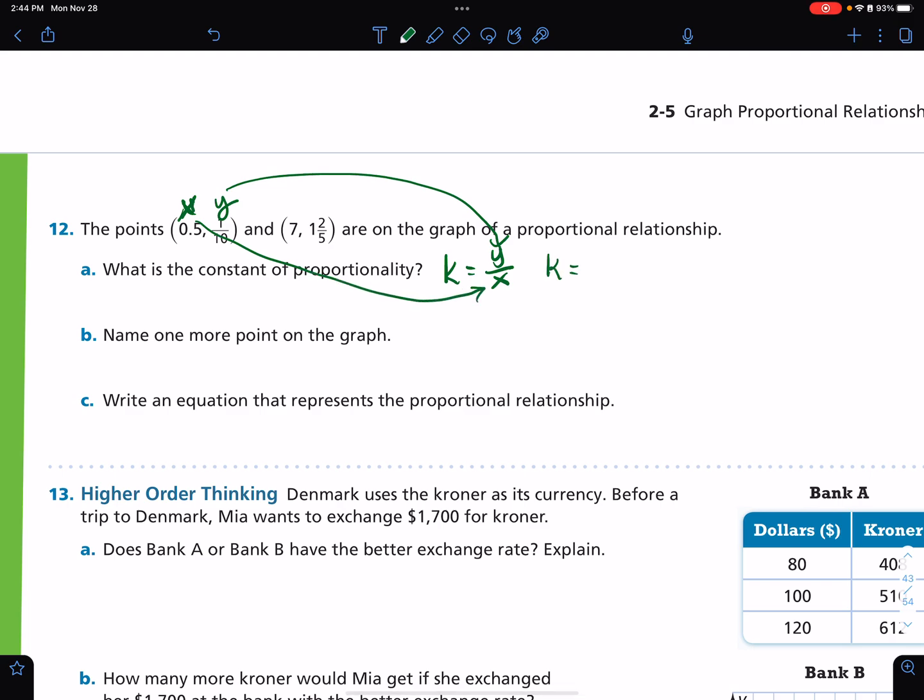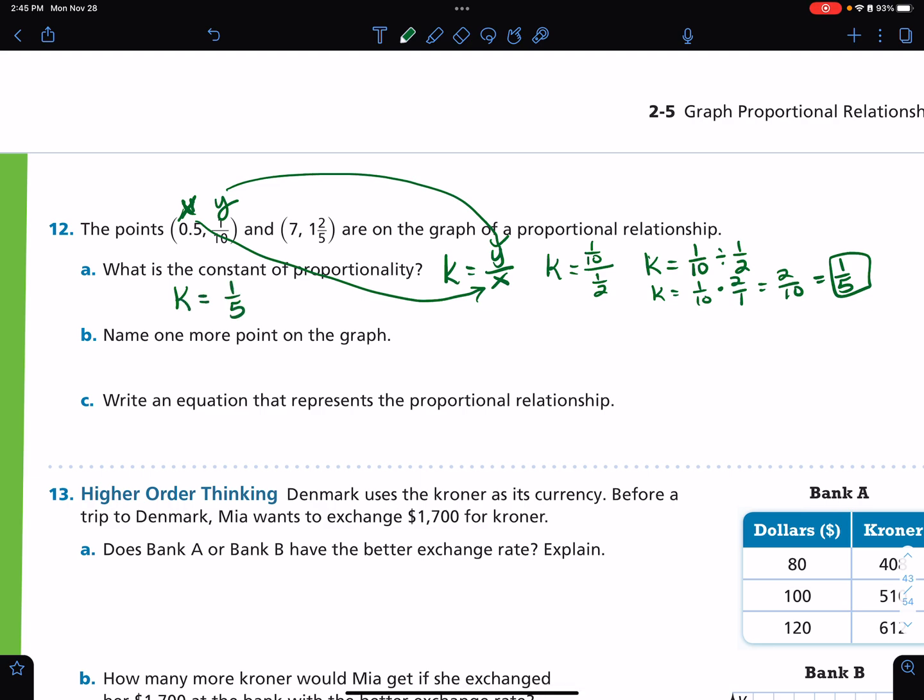So k equals 1/10 all over 0.5, which is 1/2. Now we know that that just means dividing, so I'm not going to freak out. And I'm going to write it as 1/10 divided by 1/2. And I know that that means keep, change, flip. So k equals 1/10 times 2 over 1, which equals 2 over 10, which simplifies to 1/5. So the constant of proportionality, k, equals 1/5.